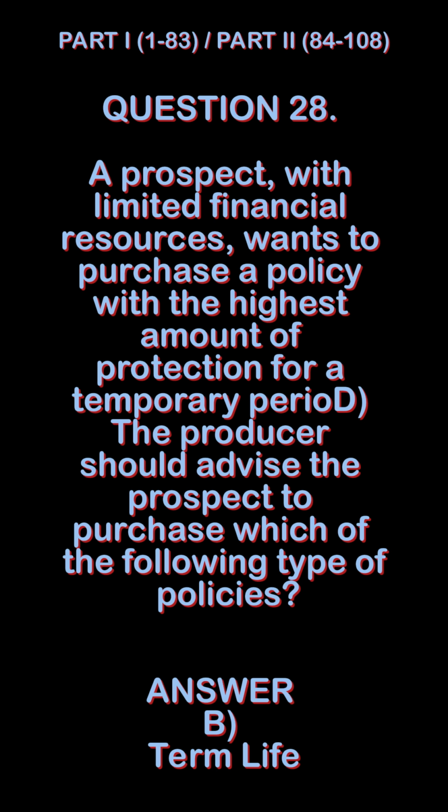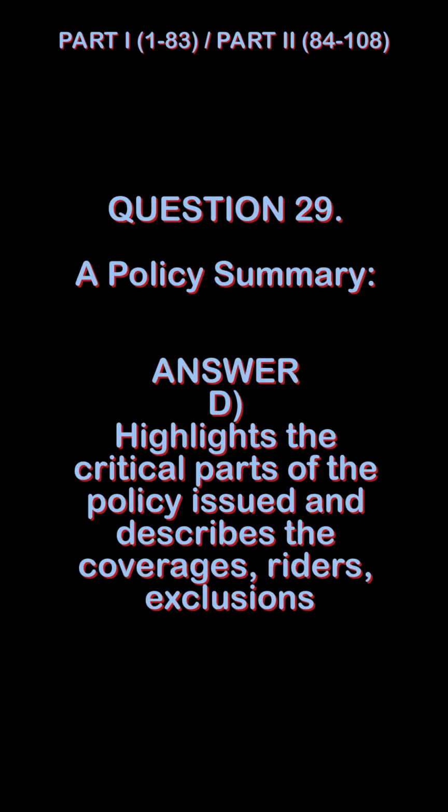Question 28. A prospect with limited financial resources wants to purchase a policy with the highest amount of protection for a temporary period. The producer should advise the prospect to purchase which of the following type of policies? Answer: B. Term life. Question 29. A policy summary. Answer: D. Highlights the critical parts of the policy issued and describes the coverages, riders, exclusions.